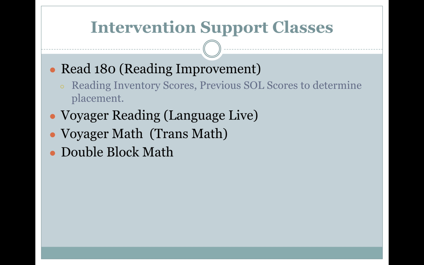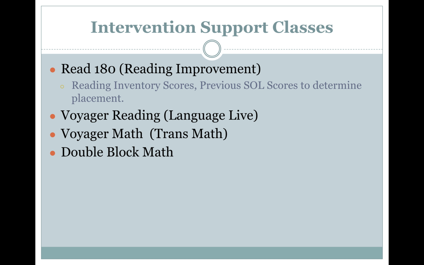So we have specific classes, and if you were to pull up a student's schedule, you will see these support classes within some students' schedules. These are supports that are outside of the regular classroom setting. For example, we have Read 180, and you might see it as reading improvement on a student schedule. And we're typically looking at reading inventory scores. All students in English will take this test called the RI test, the reading inventory test, that gives a specific range that correlates to their reading level.